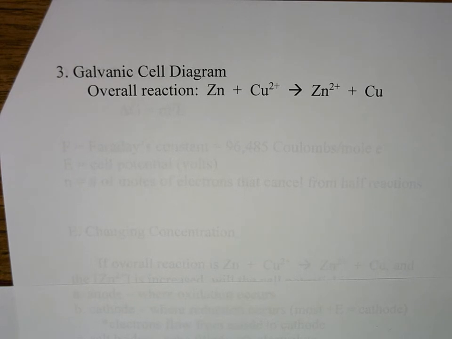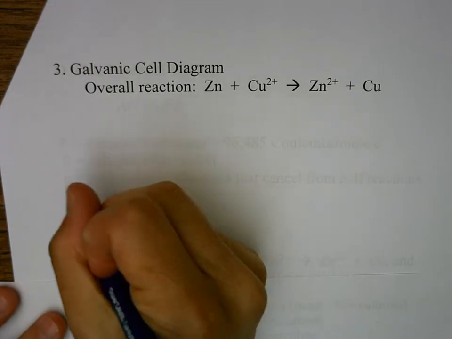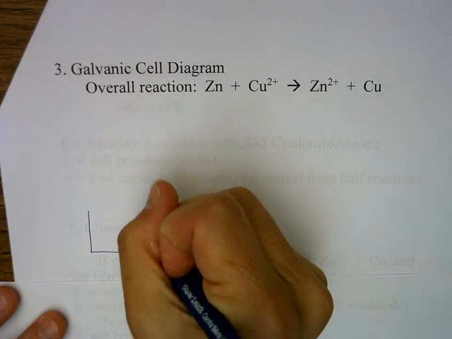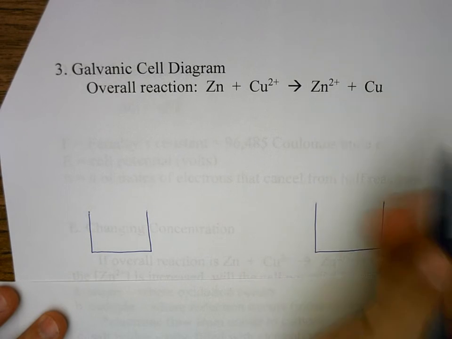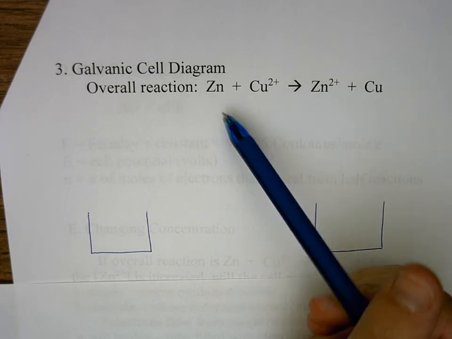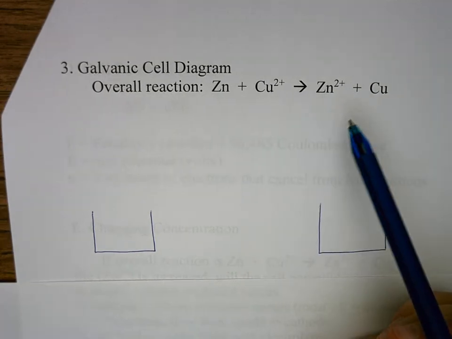And so from this overall reaction, you can see that zinc is being oxidized, losing electrons. Copper is gaining electrons and is being reduced. Most of the time they give you the general diagram and you have to fill in stuff with it. So the general diagram is basically you've got two kinds of reactions going on. One part of this is being oxidized and one part of this is being reduced.